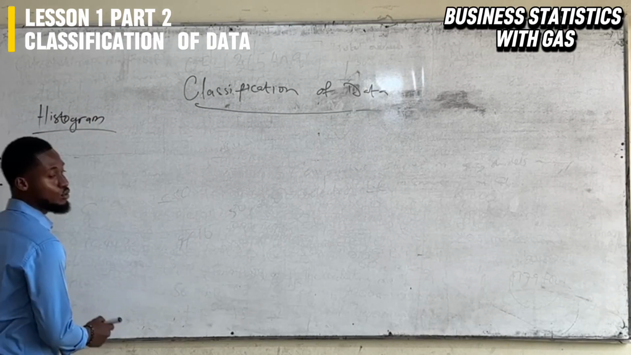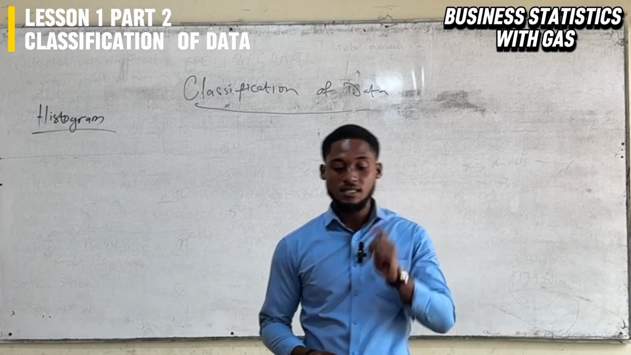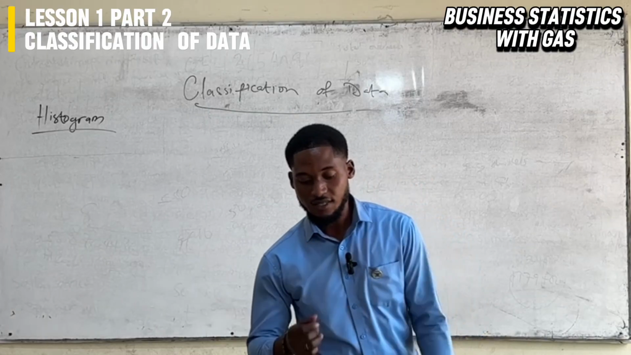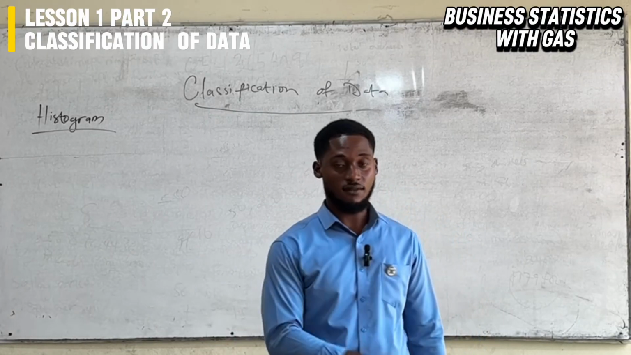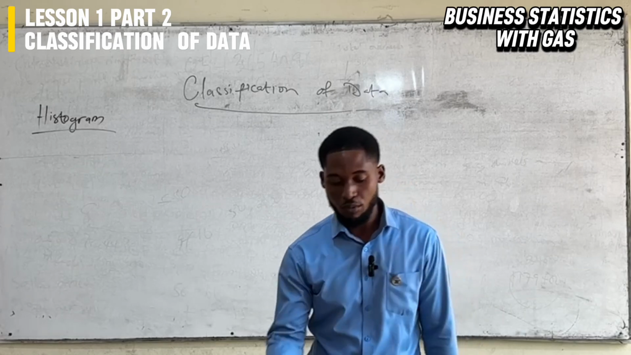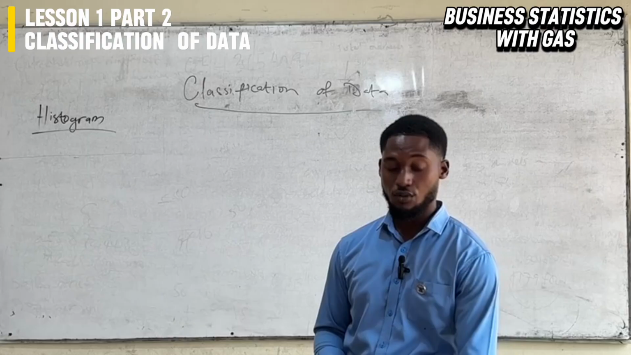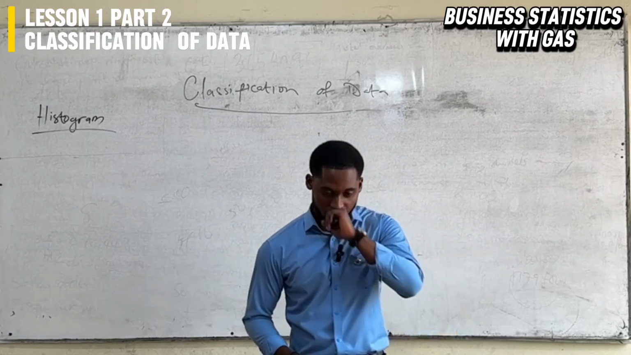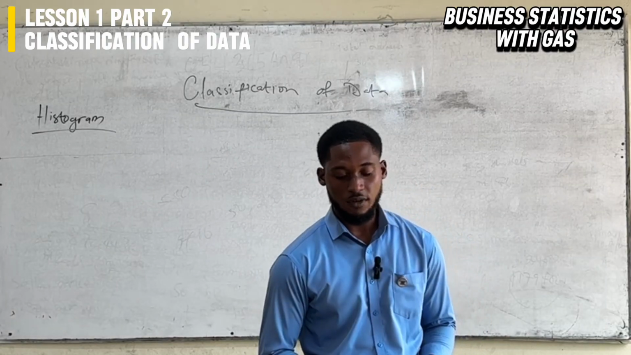We begin with histogram. It contains rectangles having bases on a horizontal axis, centers at the class marks, and lengths equal to class interval sizes, with areas proportional to class frequencies. So now there's a question here we are going to solve that is going to help us understand what we are talking about. It says draw a histogram for the following data.